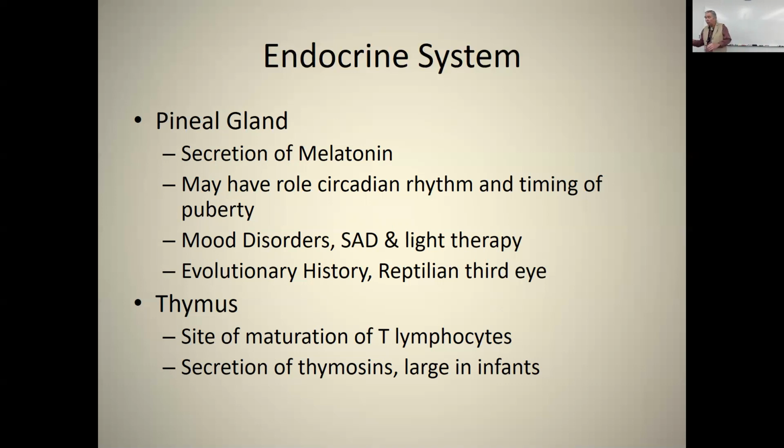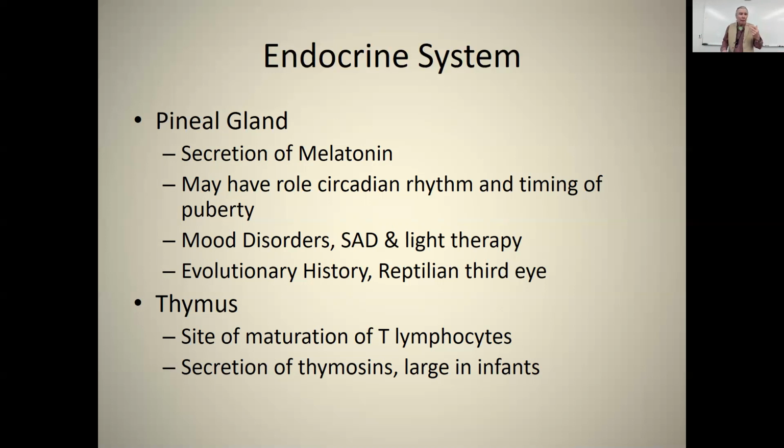And it has a really interesting evolutionary history because it is a third eye. Very primitive reptiles have a third eye right on top of their heads. It's a light detector. It doesn't really get images, it just detects how much light. It affects their reproductive system as to when they're going to be receptive for reproducing. That's why it may have some effect on the timing of puberty in us.